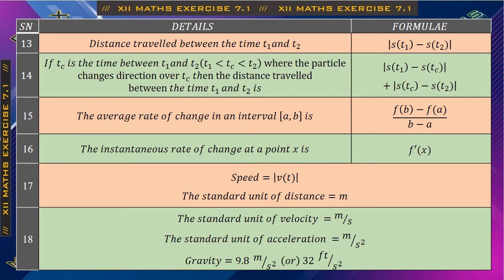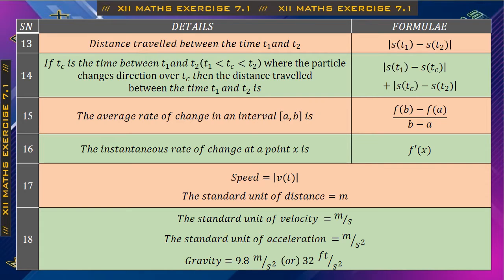direction changing point, if tc is the time between t1 and t2 where the particle changes direction, then the distance traveled between the times t1 and t2 is calculated as the modulus of s of t1 minus s of tc, plus s of tc minus s of t2. If there are any changes between the times, we have to do it like this.